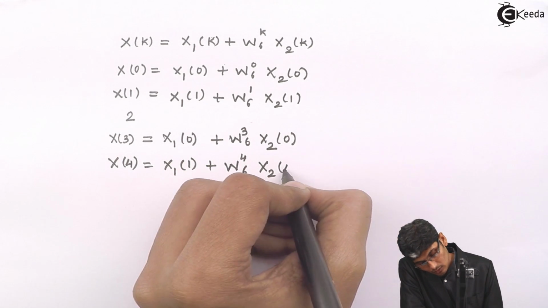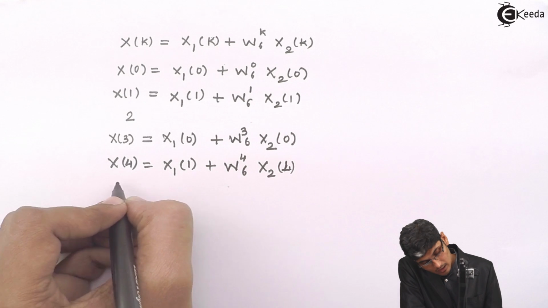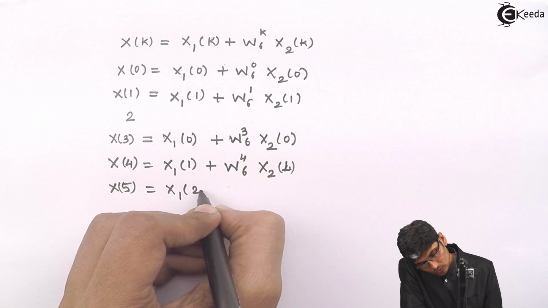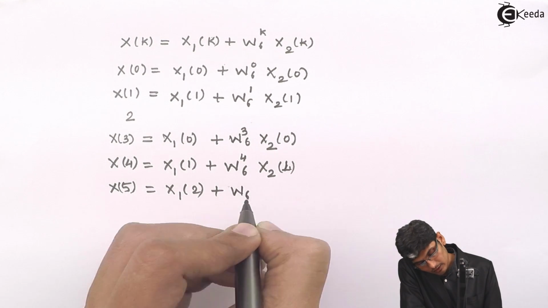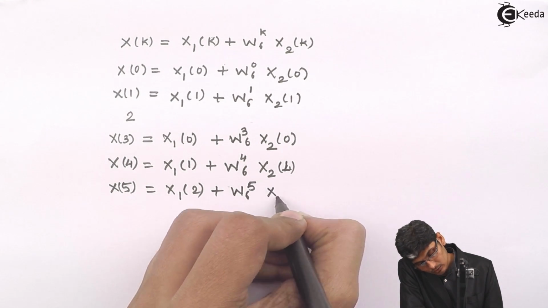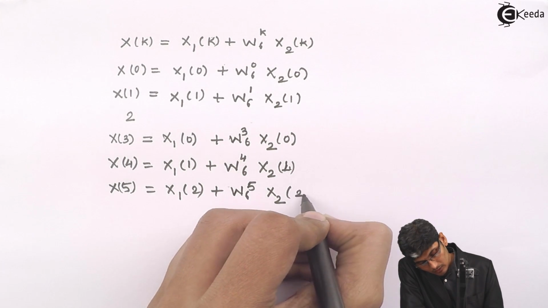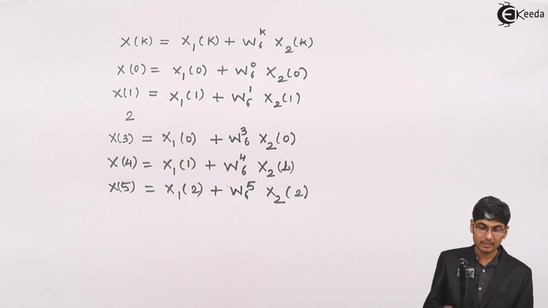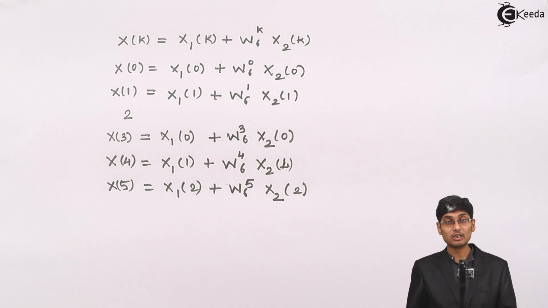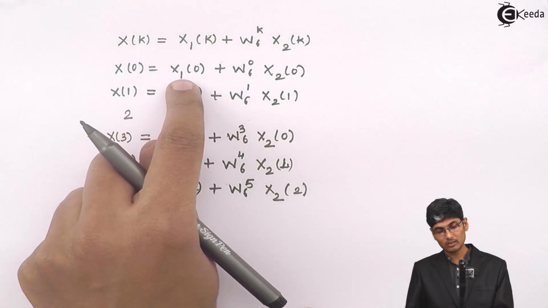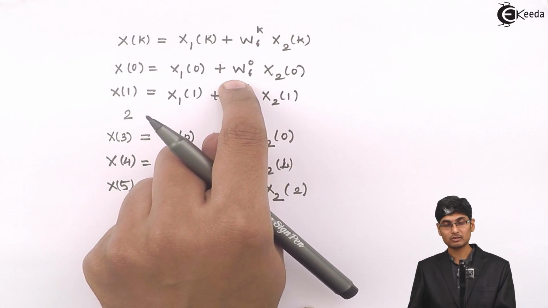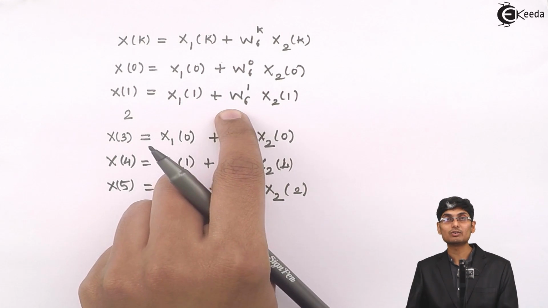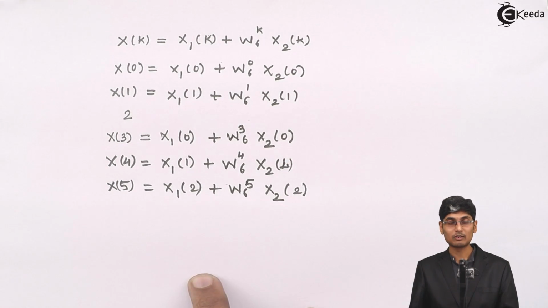x4 is x1 of 1 plus w6 raised to 4 x2 of 1, x5 will be x1 of 2 plus w6 raised to 5 x2 of 2. Okay, so we have seen that for calculating x of k, we are going to merge. The first output will be x1 of 0 plus x2 of 0 multiplied by w6 raised to 0. Second will be x1 of 1 plus x2 of 1 multiplied by w6 raised to 1, and so on and so forth.